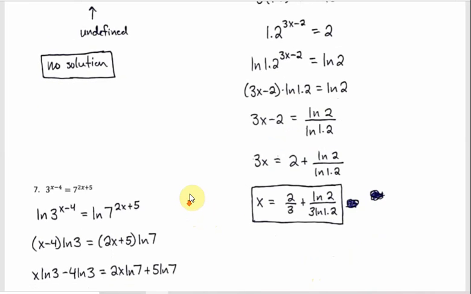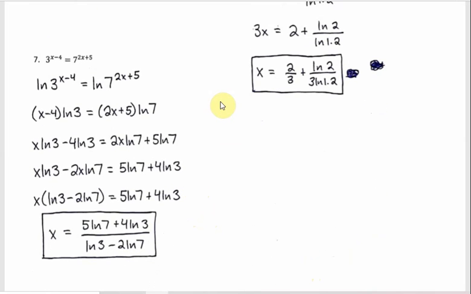Then there's number 7. Number 7, I think, is easier than number 6. It just has a lot of logs in the final answer. Right? A lot of them. Got 4 of them in there. So we have the same issue that we've had before where you've got x's in the exponents. You want to get them out.